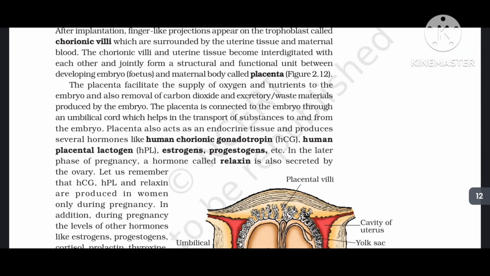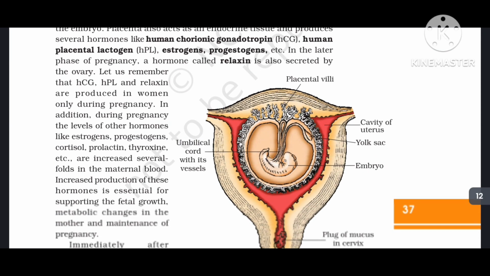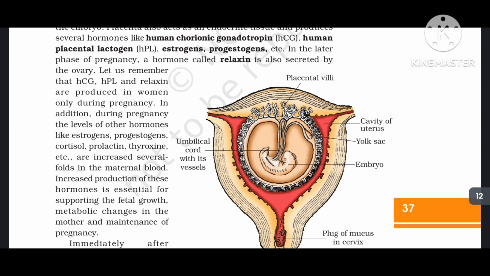Immediately after implantation, the inner cell mass embryo differentiates into an outer layer called ectoderm and an inner layer called endoderm. A mesoderm soon appears between the ectoderm and the endoderm. These three layers give rise to all tissues and organs in adults. It needs to be mentioned here that the inner cell mass contains certain cells called stem cells, which have the potential to give rise to all the tissues and organs.